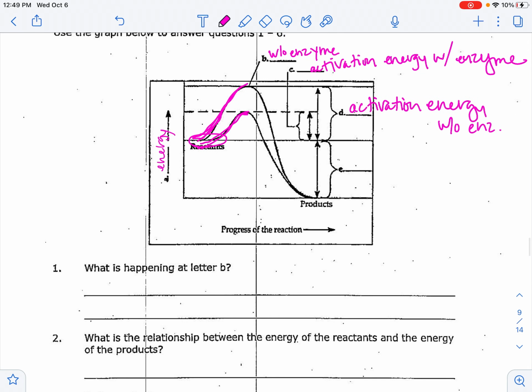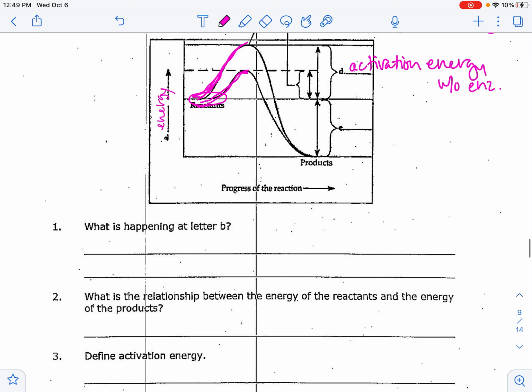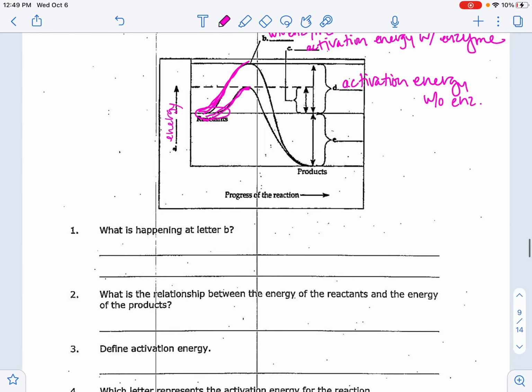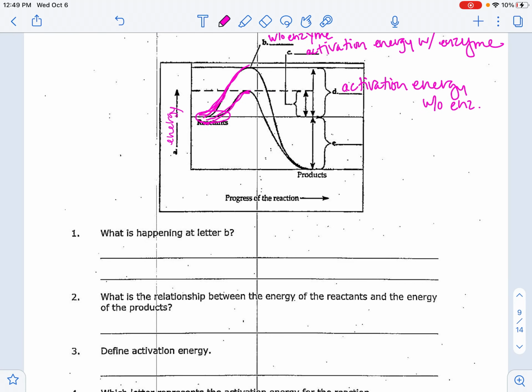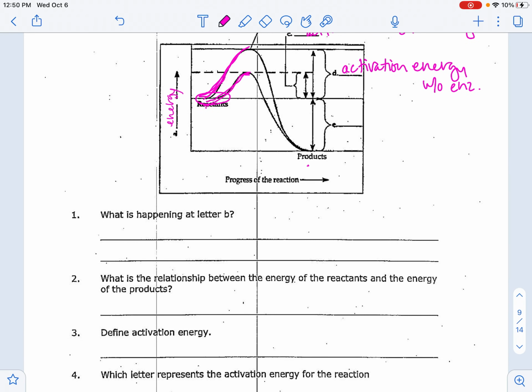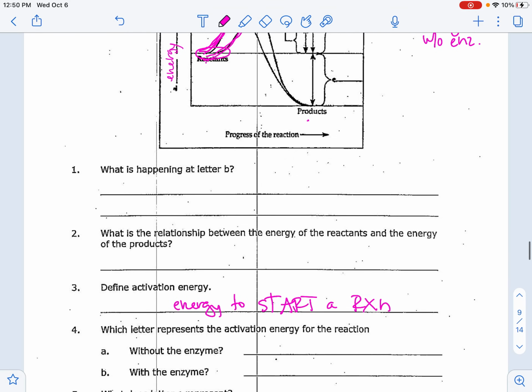So what is happening at letter B? That is a reaction without an enzyme. What is the relationship between the energy of the reactants and the energy of the products? There is less energy in the products than there were in the reactants. So it was used somehow or given off. Define activation energy. Energy to start a reaction. RXN means reaction.